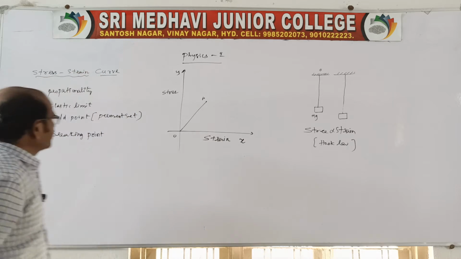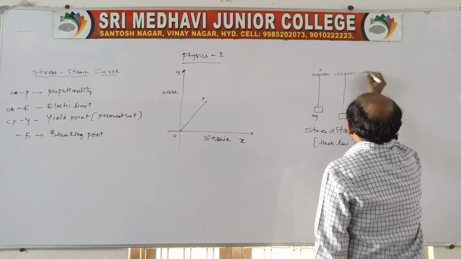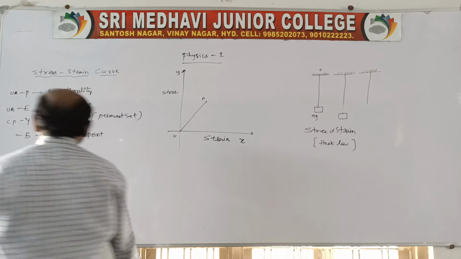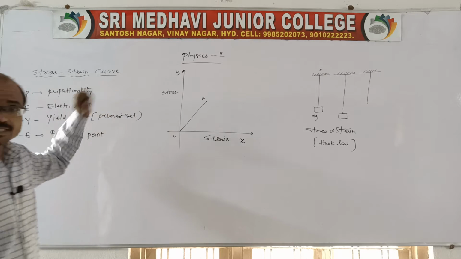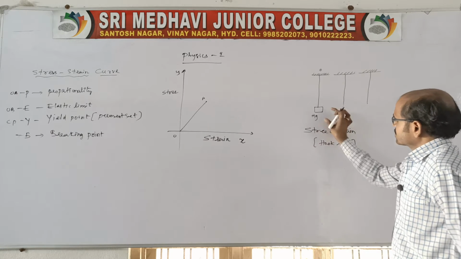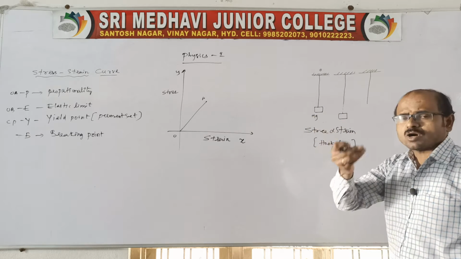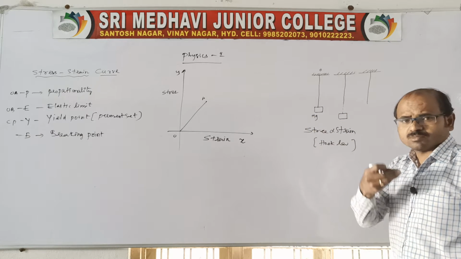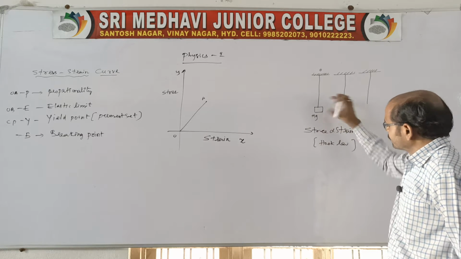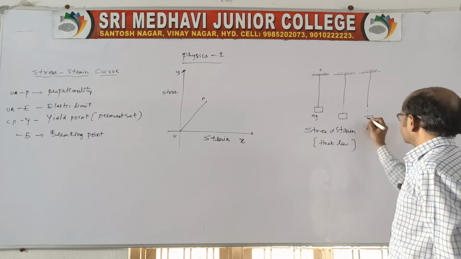Now I want to talk about the second situation. Suppose some more load is added. Remember, again the load must be within the limit, which we call the elastic limit. See, in the first case we added some load. Now let us increase it by a small amount, not a large amount. When a small amount of load is increased, again an extension is produced.